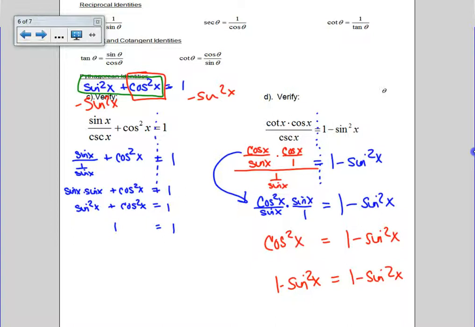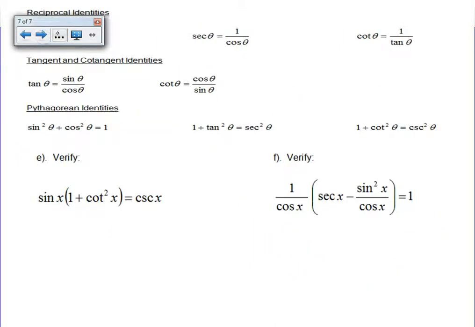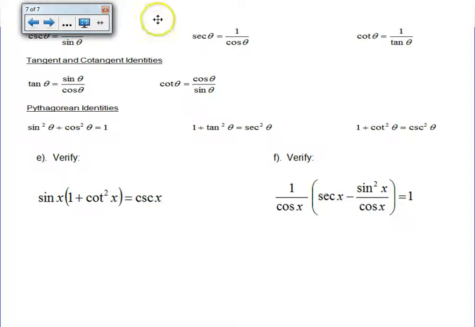So then the cosine squared x just cancels out. Doesn't cancel out. We replaced it with a 1 minus sine squared. We traded it. Okay. And then last couple here.